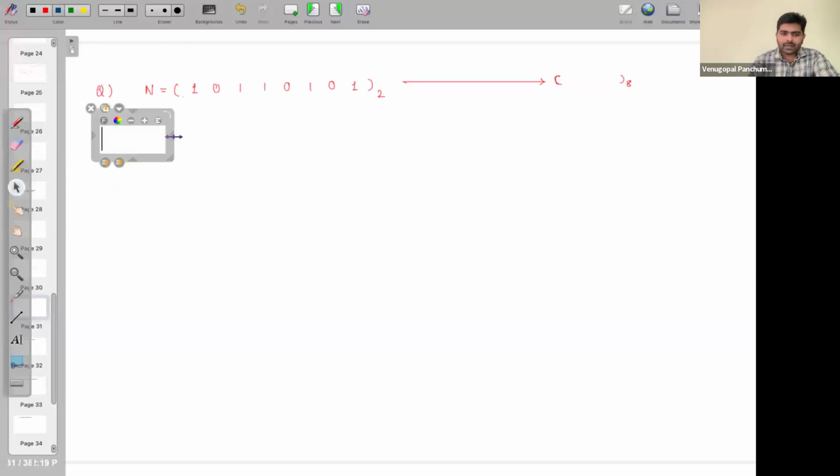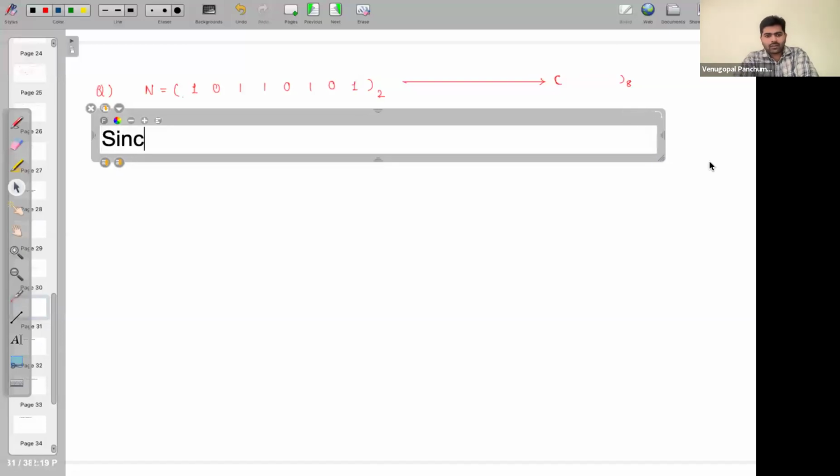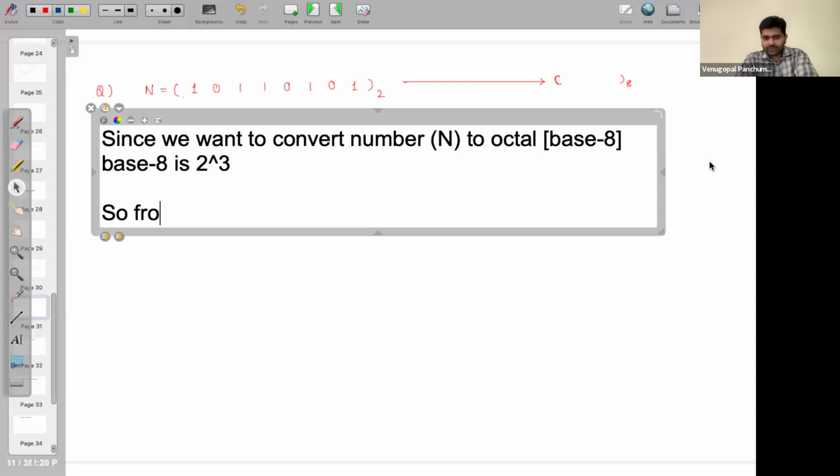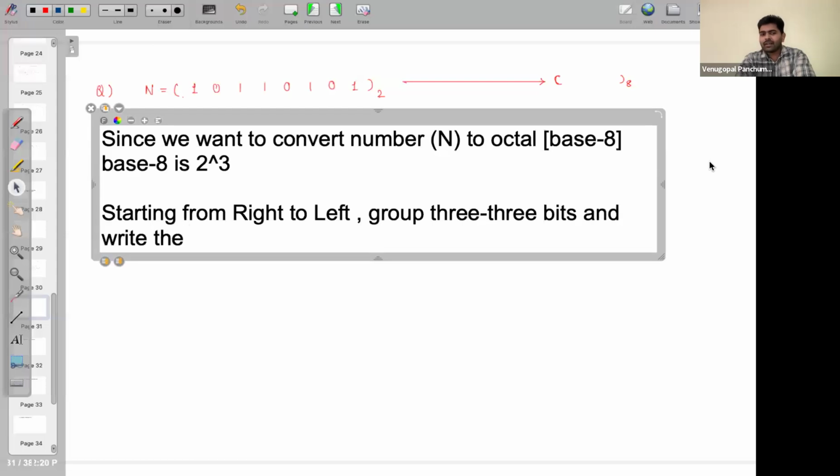So what we have to do is, since we want to convert number n to octal, and octal is nothing but base 8, and base 8 is 2 power 3, everyone agree? So from right to left, group 3 bits and write their decimal value.